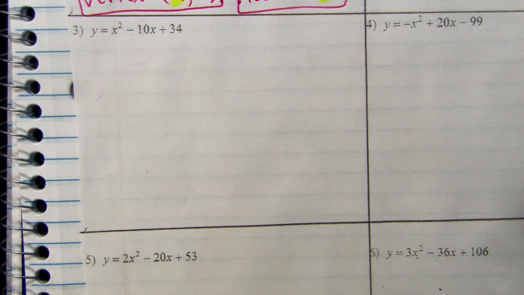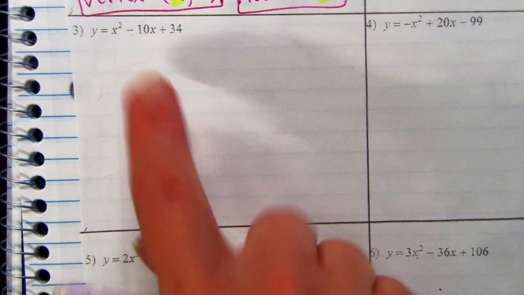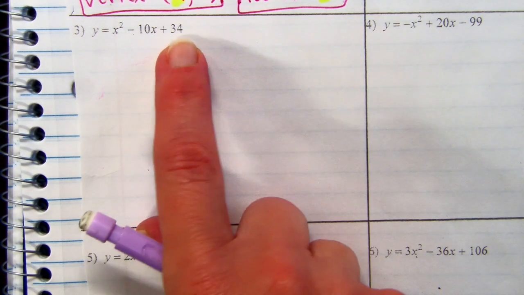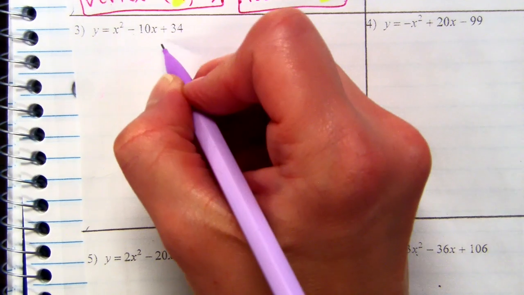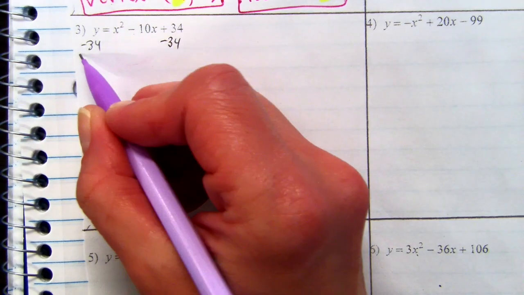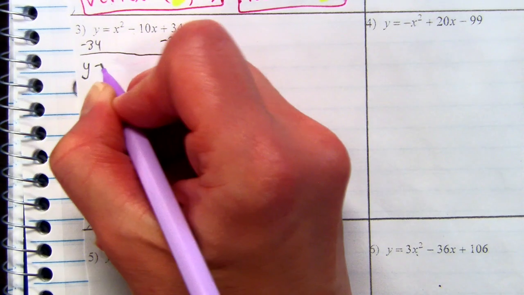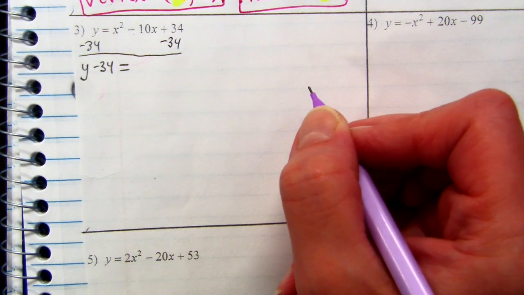All right, so number 3 is the last normal problem that we'll do on here. When we need to complete the square, that 34 is in my way. So we're just going to move it to the other side. So subtract 34, and that just kind of gets it out of our way. It can hang out on the other side of the equal sign for a little bit.